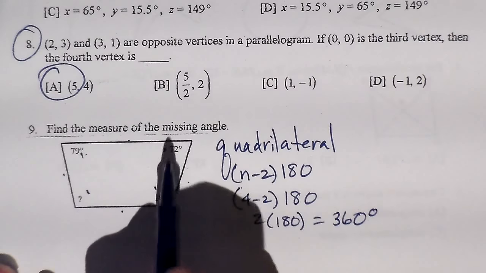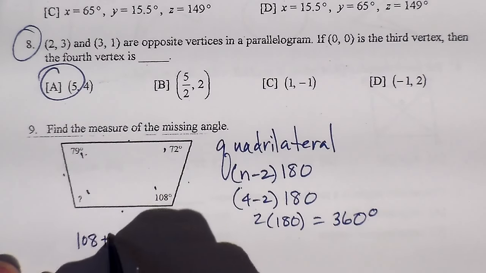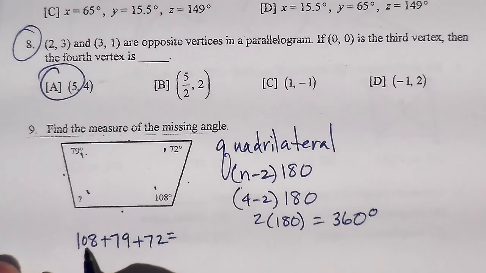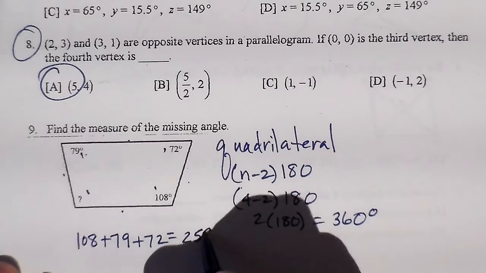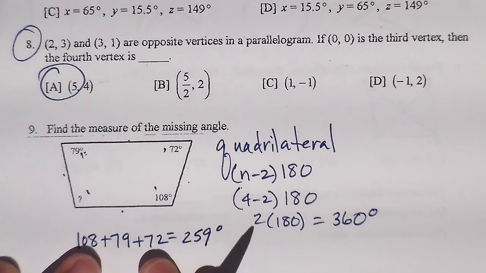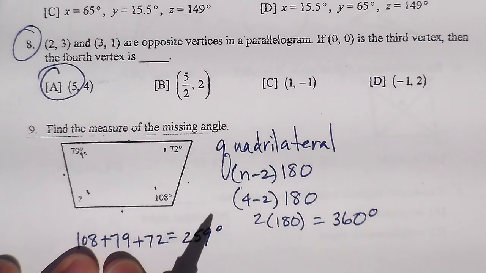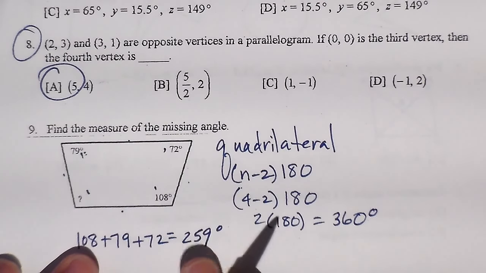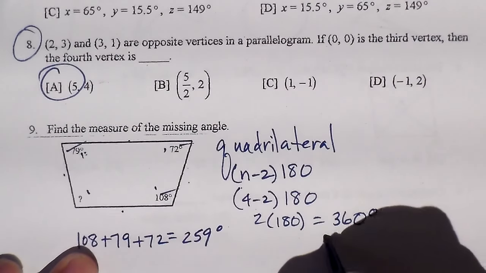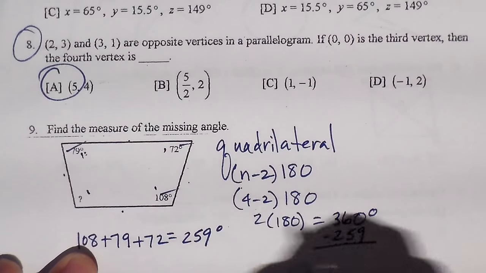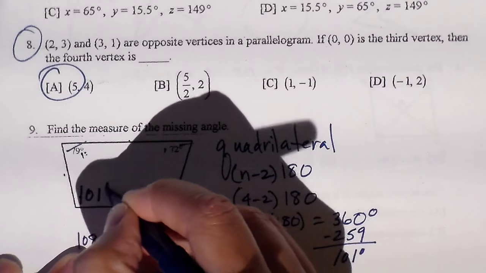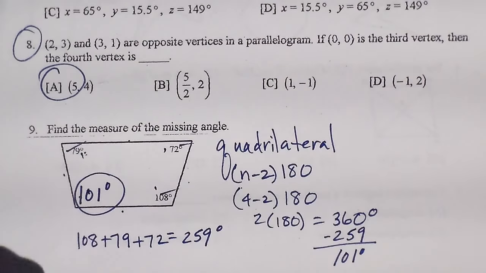So what I'm going to do is add the ones I do have. I've got 108, 79, and 72. 108 plus 72 is 180, plus 79 is 259 degrees between these 3 angles. So I'm going to take this 259 that I have already accounted for, and subtract it from the 360, and I will get 101. So this remaining angle is 101 degrees.